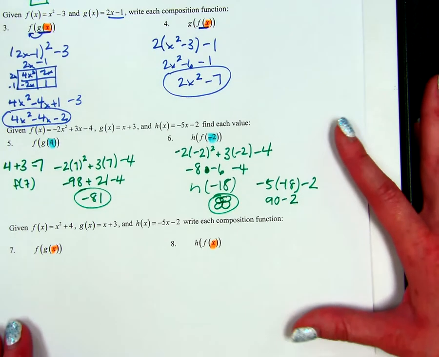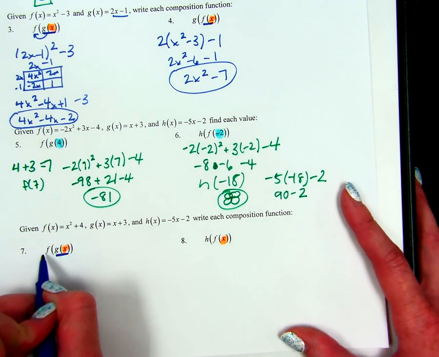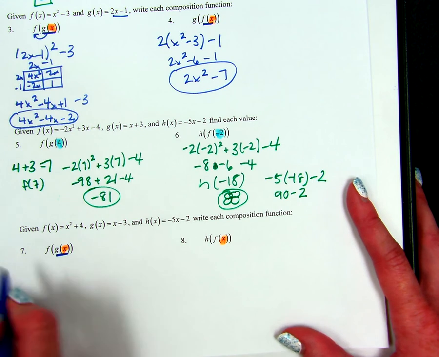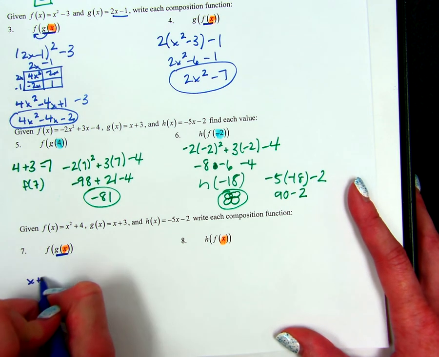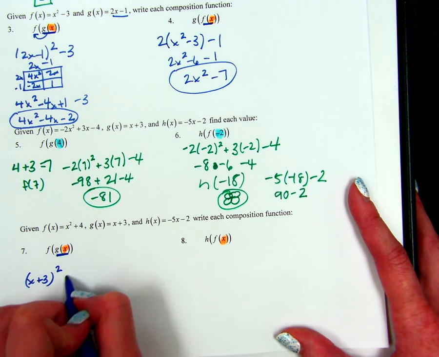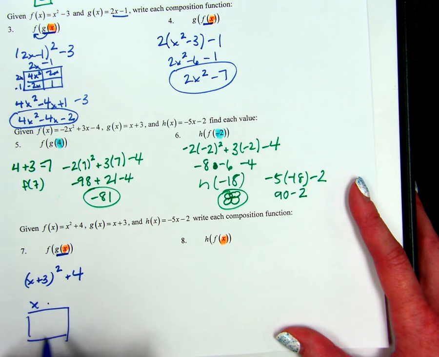Same thing down here on 7. We're going to take all of our g of x and put it into f. So we take our x plus 3 and put it into this x here. So it's x plus 3, but it's squared. So it's x plus 3 squared plus 4. We can factor those out again. We'll do another box problem real quick.